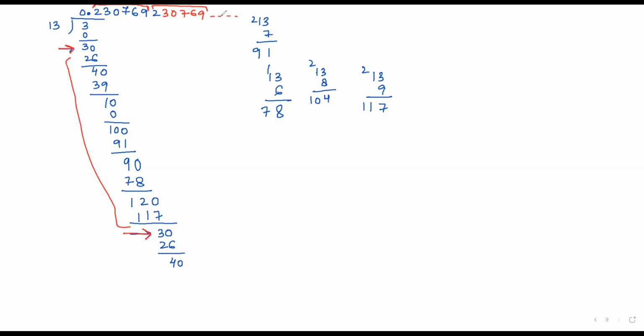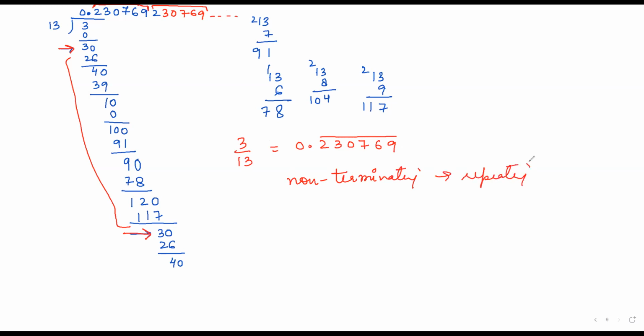Yes, ma'am. So that means 3 by 13 is 0.230769, and then it's a bar. That means this much is repeating. Okay, now what kind of decimal expansion is it? Non-terminating. First of all non-terminating, and then repeating. Okay, good.